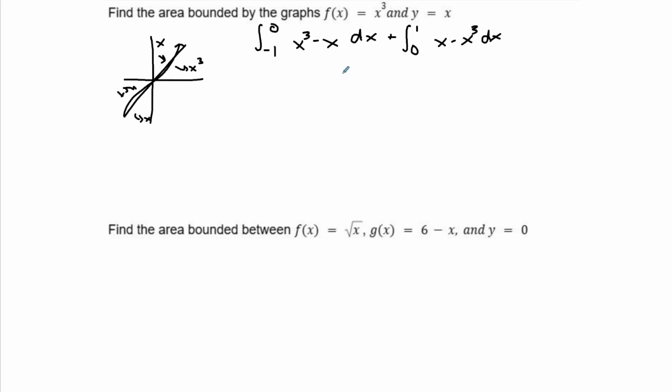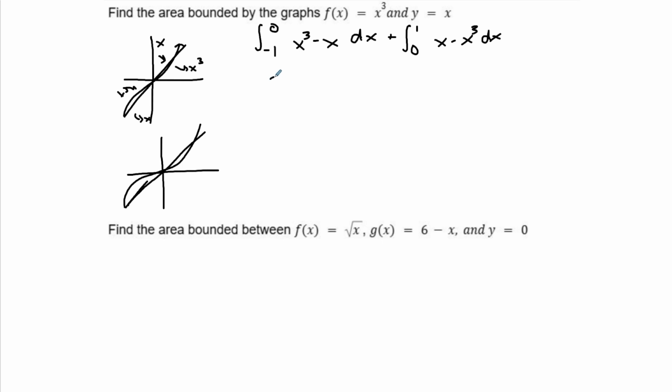Okay, so we could set this up as, since both of these intervals, if I were to zoom in on this, it would look like this. Both of these intervals have the same area, just because they're the same function, but one of them is negative, so they have the same area.